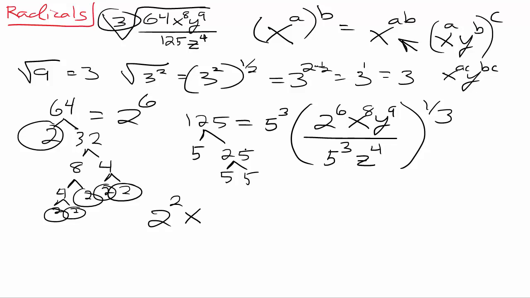X, well, this is just to the 8/3, right? It's not a whole number. We're going to have to deal with that in a second. All right, to the 9th times 1/3, so 9 divided by 3 is 3. 5 to the 3 to the 1/3, so that's just going to be 5. And then, of course, z to the 4/3.